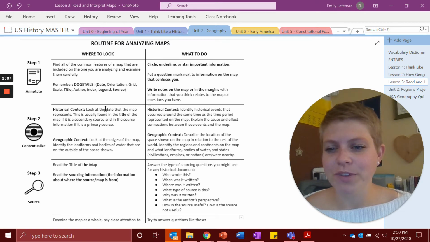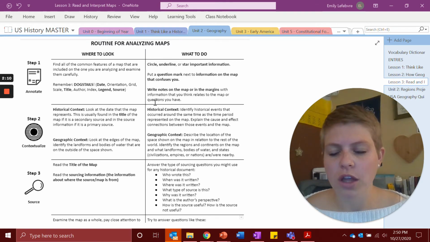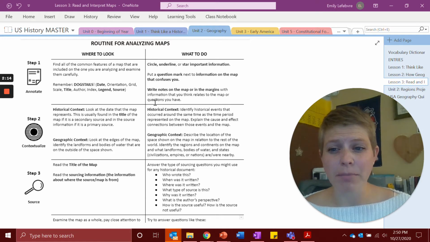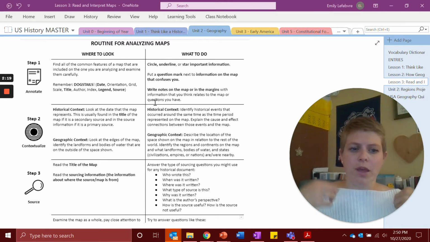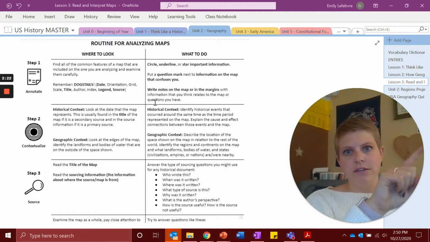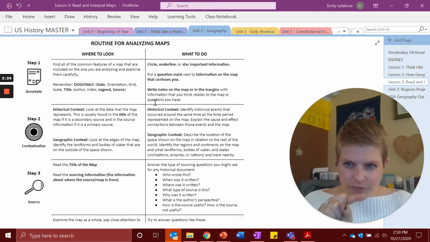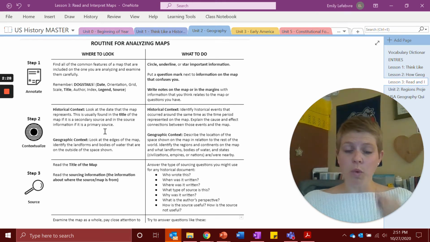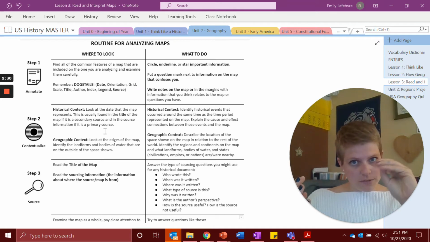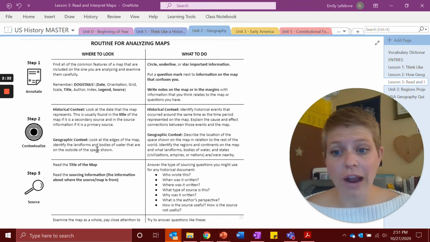Step 2, the historical context. Look at the date that the map represents. This is usually found in the title of the map if it's a secondary source, and the source information if it's the primary source. Right? It's usually at the top, right? Map of America in 1917. Or it's at the bottom to tell you when it's from. So look at that. That's super important because then you know what's happening kind of in the world when this map was made.